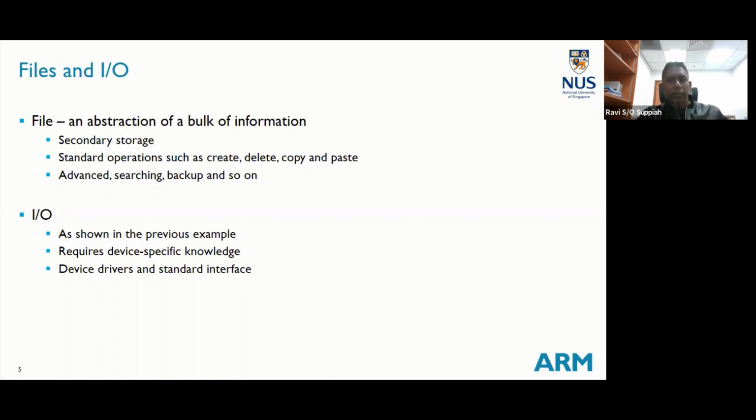Okay, but in some embedded systems, like I say, you have an MP3 player or a GPS or something like that, you may need a more well-tuned file system because of the amount of data you're dealing with. Okay, IO is basically a lot of things that we have been dealing with the past few weeks.